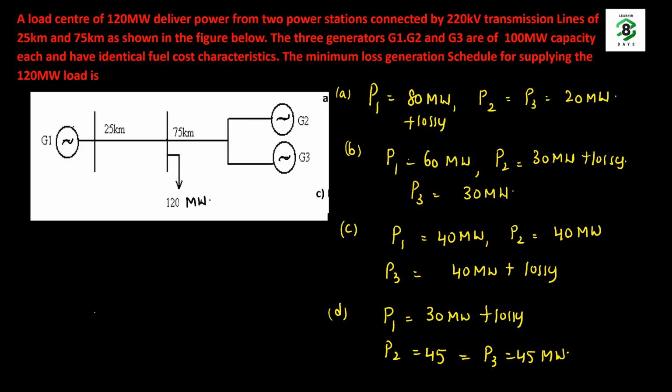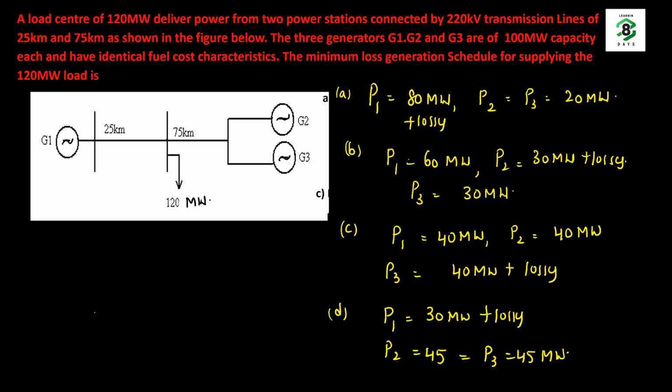So out of option A and B, only the right option would be there, because all the generators have the same capacity and the same fuel cost curves, and as the load is nearer to generator 1, generator 1 should supply the maximum load when compared to the other two. The second point you should also remember is that the generator G2 are located at the same location.